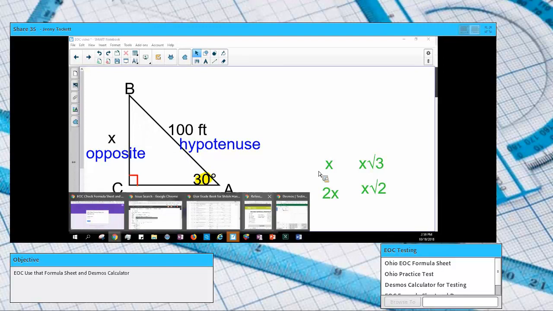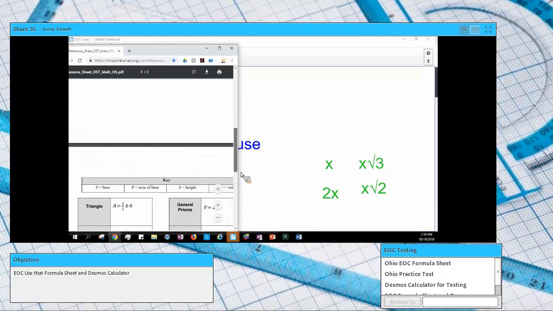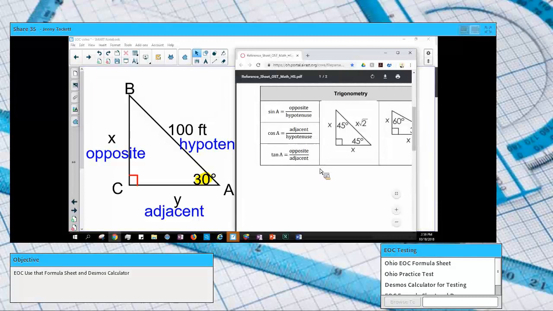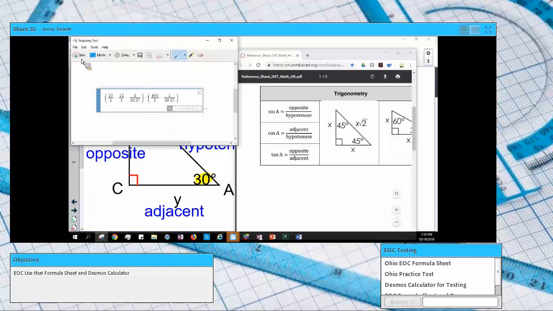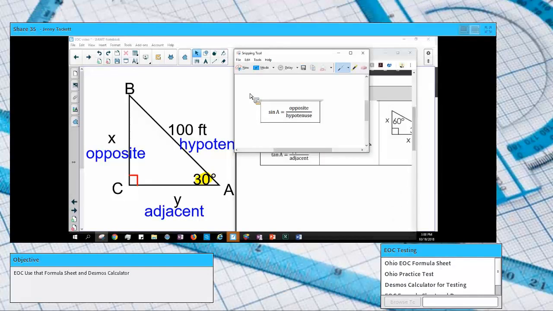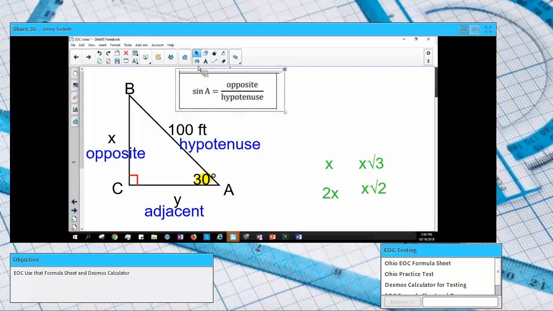Now, if I look at my formula sheet, they give me the trig functions. And I can see that if I'm solving for x, I want to use the sine of the angle I'm given, opposite over hypotenuse, because I'm given the hypotenuse. That's what's driving me to that sine function. So I can solve this using trigonometry, and I now know how to set this up.